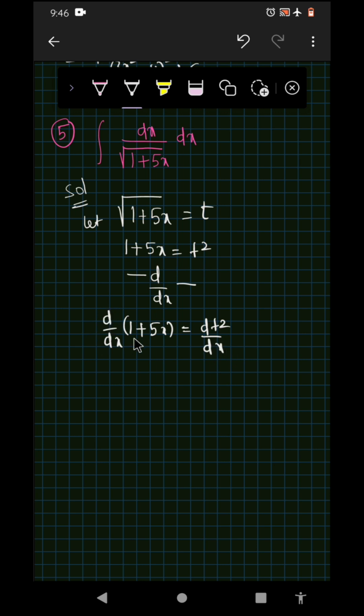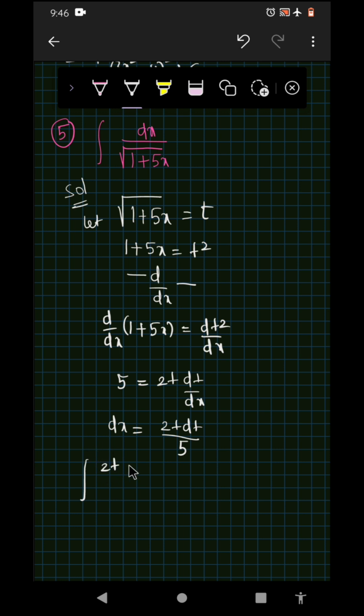So now d by dx of 1 is 0 and d by dx of 5x is 5 only. 5 is equal to d by dx of t square, that is 2t dt by dx. So now we need only the dx value. So dx is equal to 2t dt by 5. Substitute the dx value and t value in the problem. We get integration of, dx is equal to 2t dt by 5.